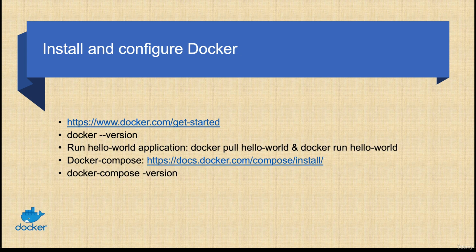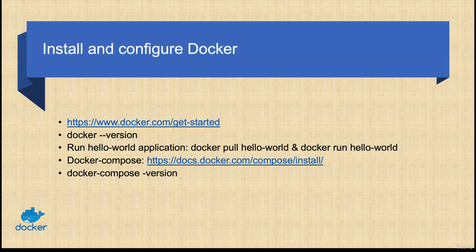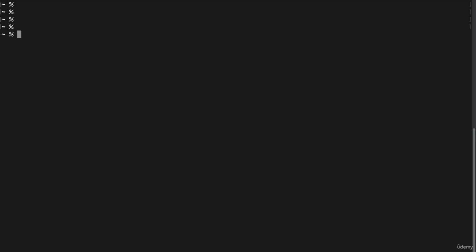Finally, we need to install Docker. Go to docker.com and install it. The easiest way is to install Docker Desktop for Mac and for Windows PC. After installing, you can again check it using the docker --version command.